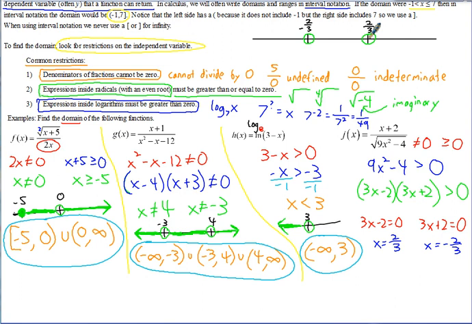And then we just have to test on our number line to see if the number in each of these regions makes it positive or negative. So what can we test over here that's less than negative 2/3? Well, lots of choices: negative 1, negative 2, negative 3. I'll just use negative 1.